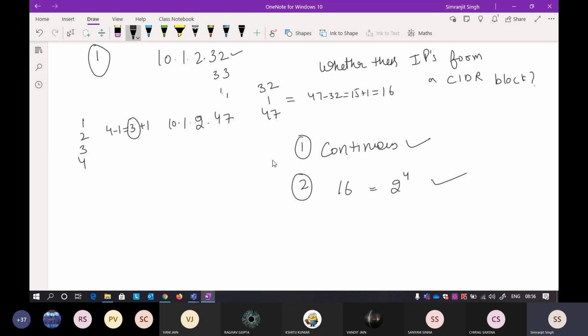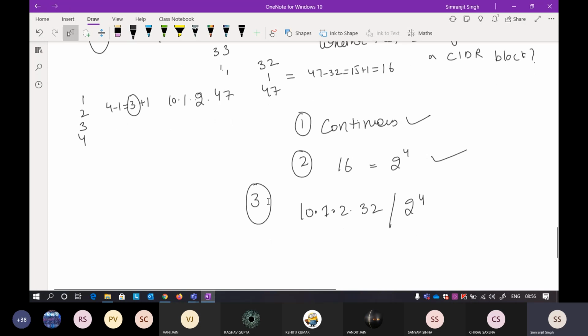Okay, so the size of the block is actually a power of 2, that is 2 raised to power 4. So that is also correct. Now the third question is that the first IP address should be evenly divisible by 4. Okay, so this is 10.1.2.32. So when you divide this, again follow the same approach.